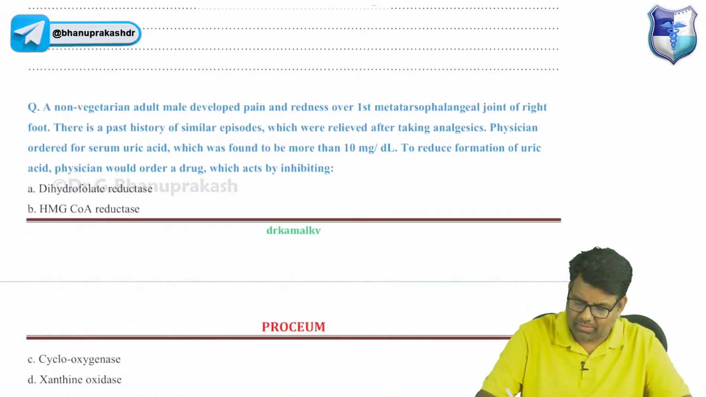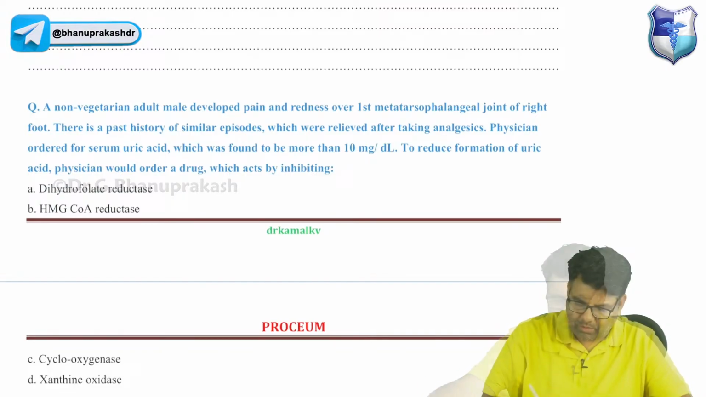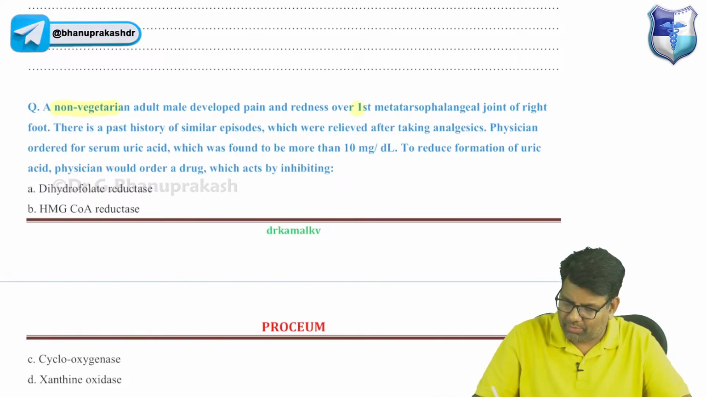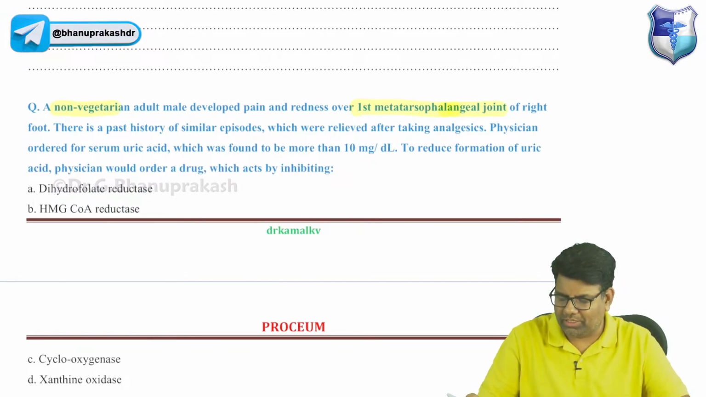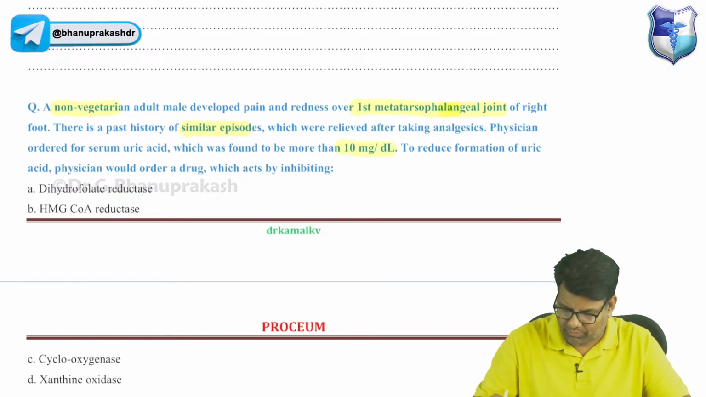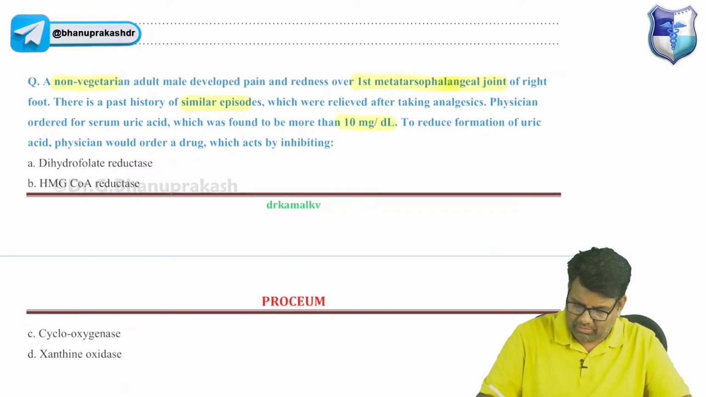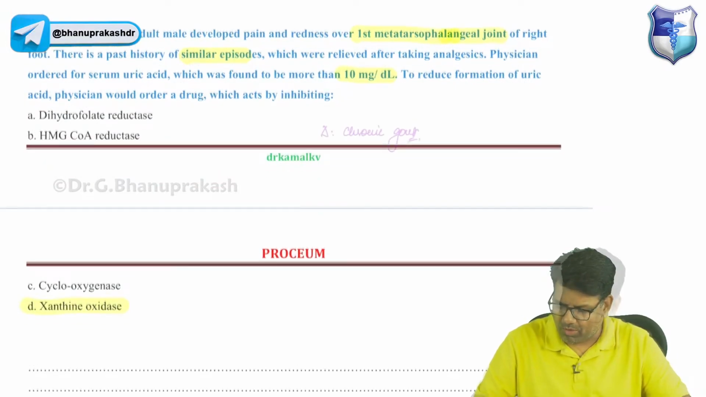Next question, again a very basic question and repeated so many number of times. A non-vegetarian has developed, I think we have already discussed in one session, first metatarsophalangeal joint affection, similar episodes. This is a typical case of chronic gout for which we need to give allopurinol, which will inhibit xanthine oxidase.